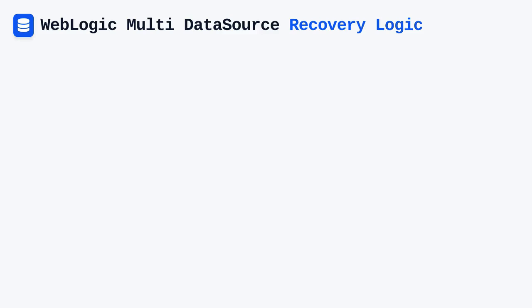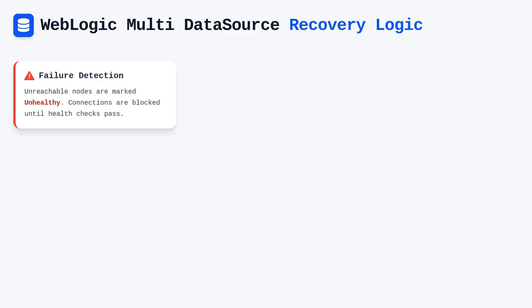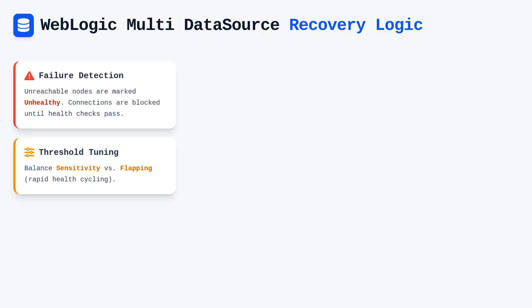Effective configuration requires careful attention to the pool recovery algorithms that dictate how and when WebLogic attempts to reuse a failed data source. When a node in your pool becomes unreachable, the multi-data source marks it as unhealthy, preventing further attempts to borrow connections until the health checks succeed. You must configure these thresholds wisely, balancing the sensitivity of the detection mechanism against the risk of flapping, where a node rapidly cycles between healthy and unhealthy states.